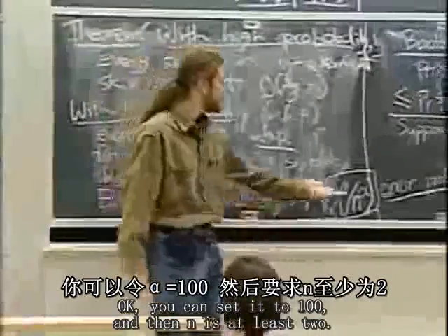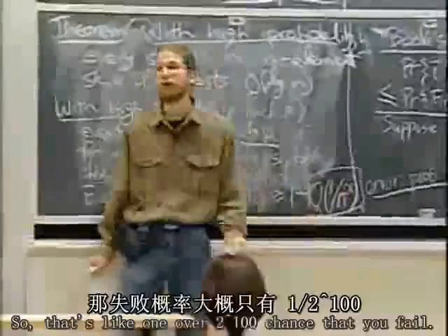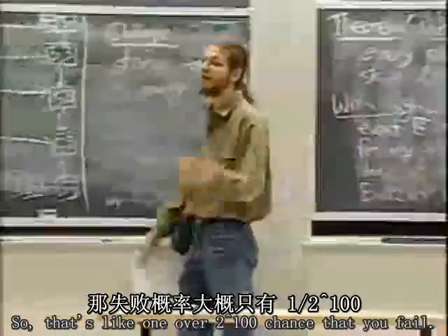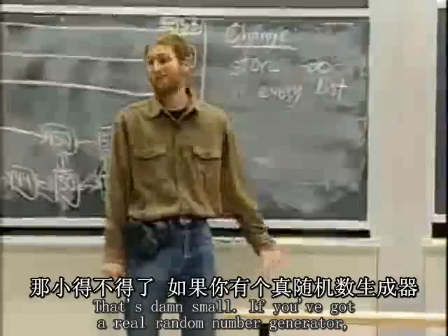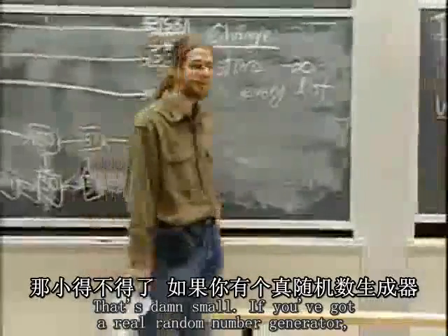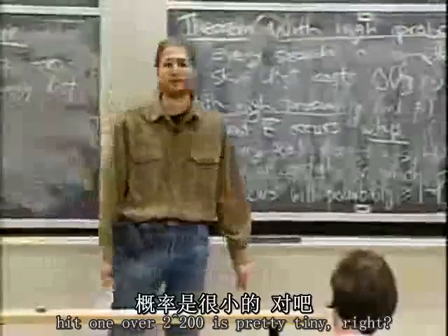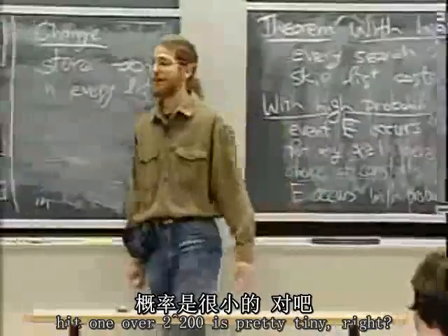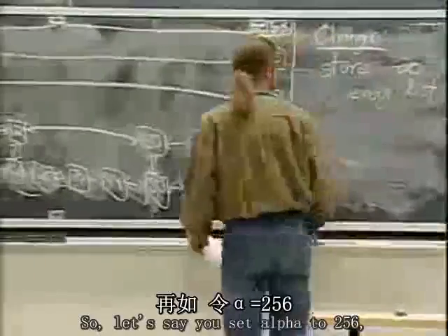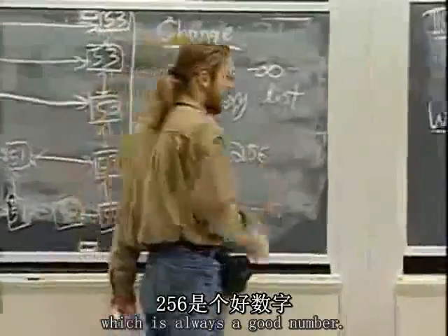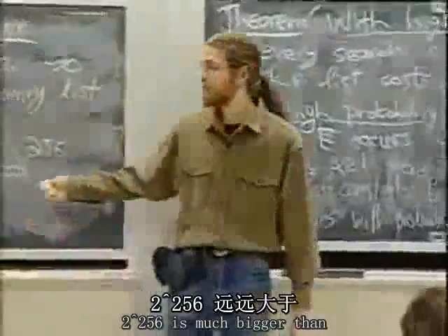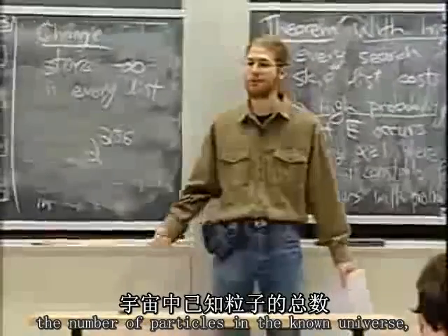You can set it to 100, and then n is at least 2. So that's like 1 over 2 to the 100th power chance that you fail. That's damn small. If you've got a real random number generator, the chance that you're going to hit 1 over 2 to the 100 is pretty tiny, right? So let's say you set alpha to 256, which is always a good number. 2 to the 256 is much bigger than the number of particles in the known universe.